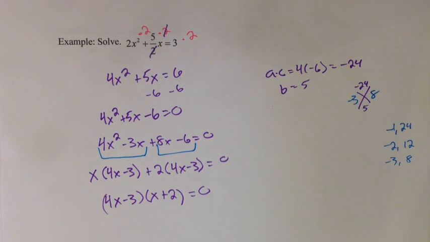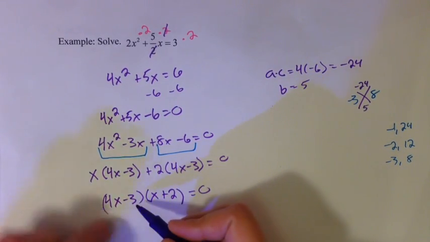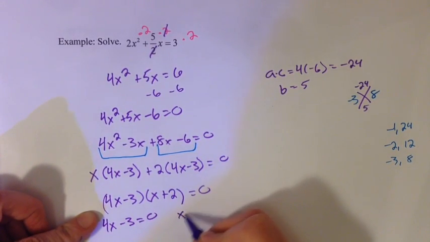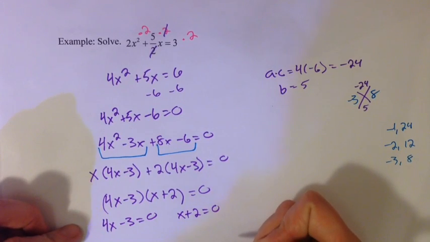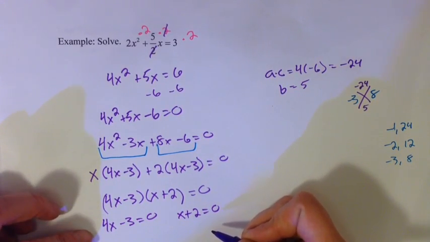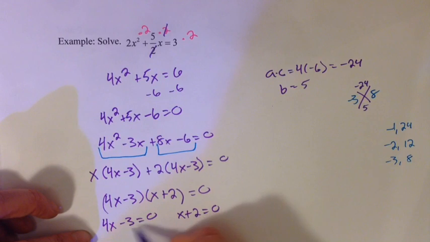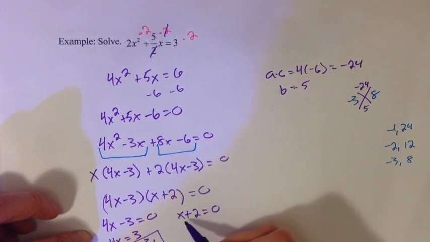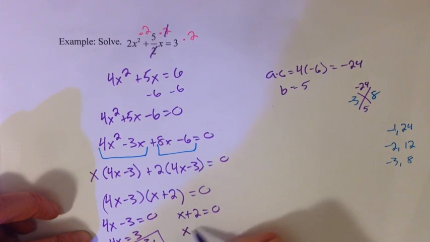Now I know it feels like we ought to be done now, but remember our goal was to solve this equation for x. So now that I have it factored, I take each factor, set it equal to 0, so 4x minus 3 equals 0, or x plus 2 equals 0, and then solve those 2 little equations. We're almost there. For 4x minus 3 equals 0, I add 3 to both sides, giving me 4x equals 3, and then divide by 4, giving me x equals 3/4. For x plus 2 equals 0, subtract 2 from both sides, and x equals -2.